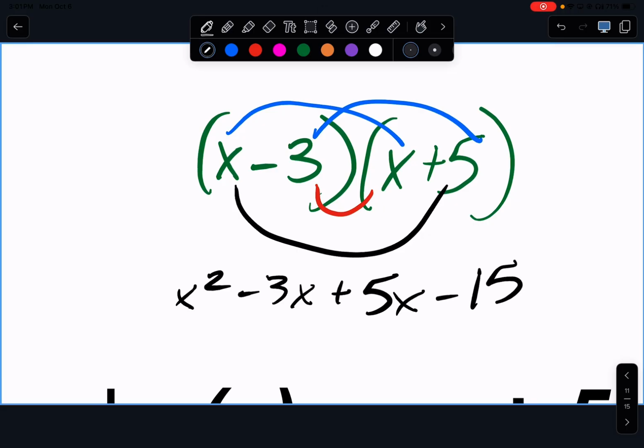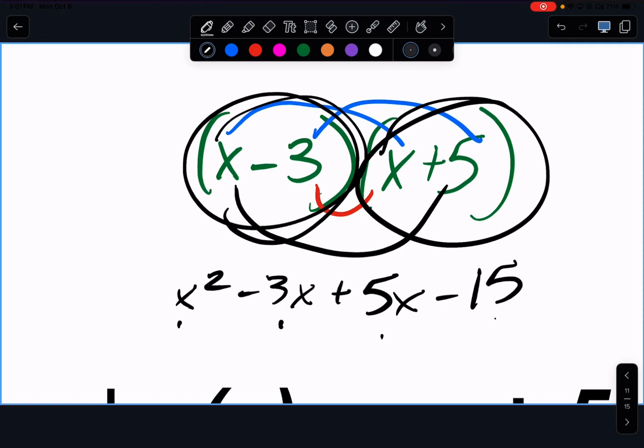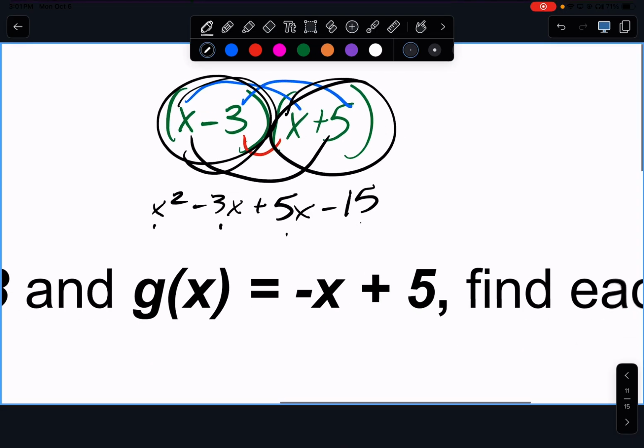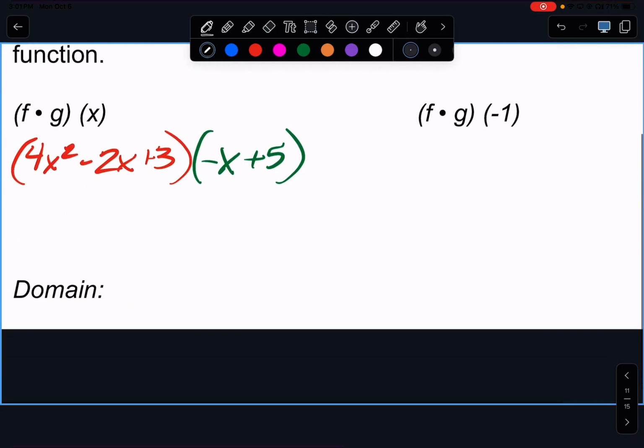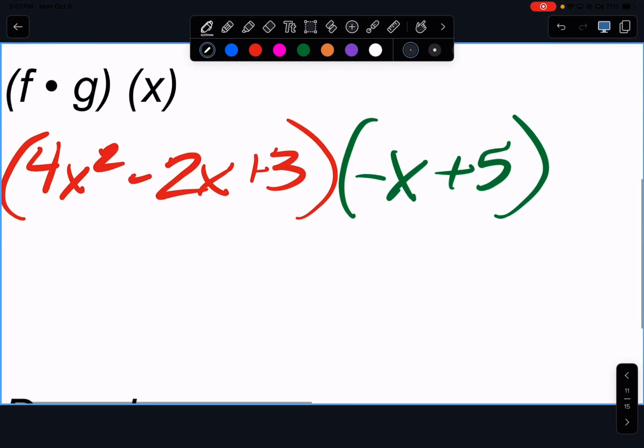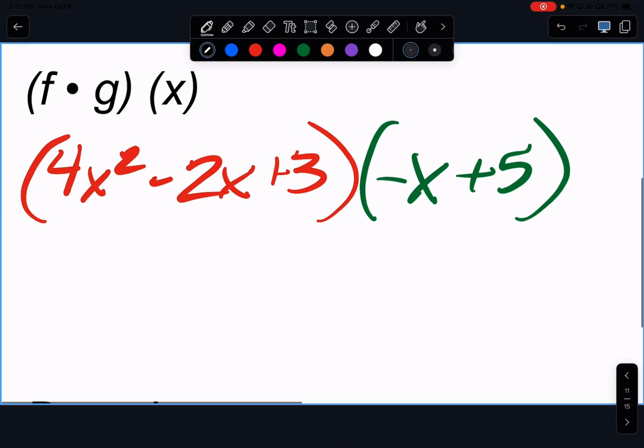How many terms did I end up with? 4, right? 1, 2, 3, 4. So I had 2 here and 2 here. So what's 2 times 2? 4. We end up with 4 terms, right? So down here, I've got a trinomial with 3 terms times a binomial with 2. So how many terms am I going to end up with? 6, because 3 times 2 is 6.